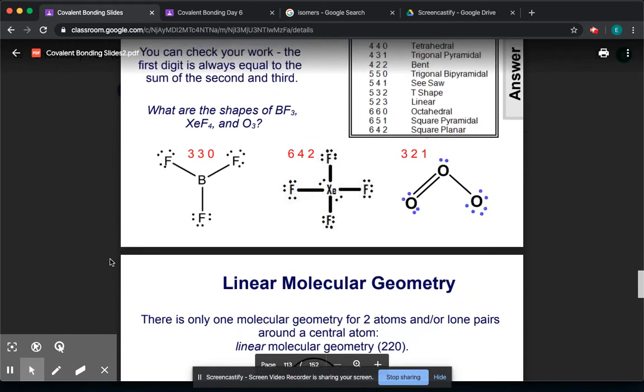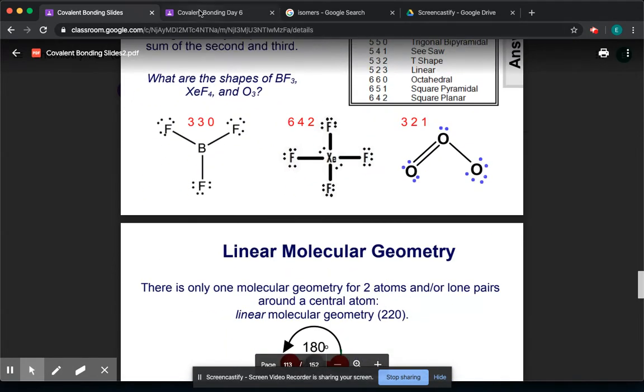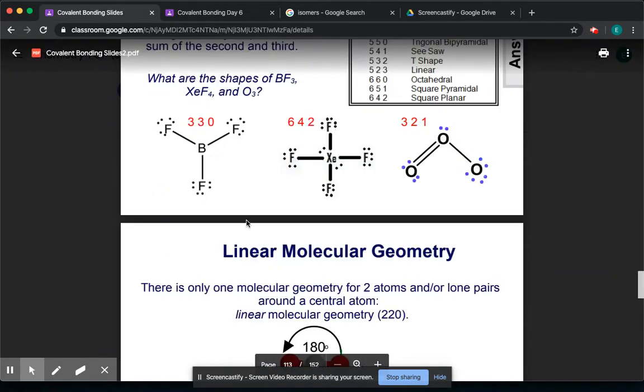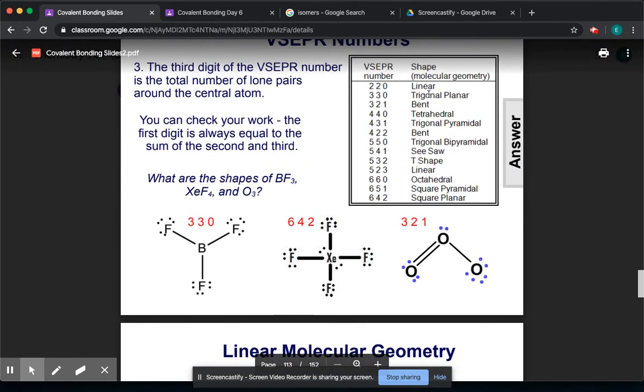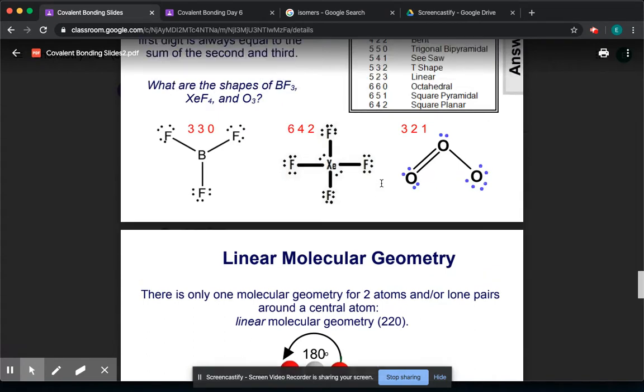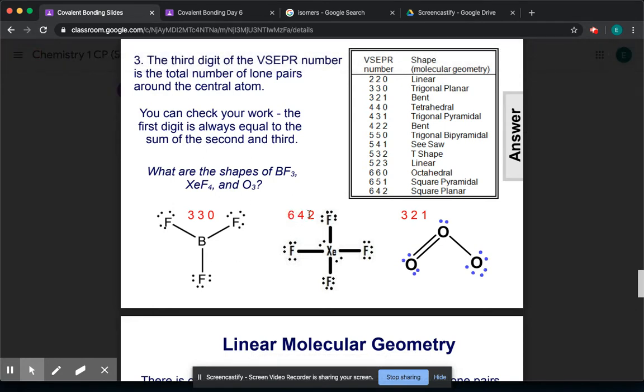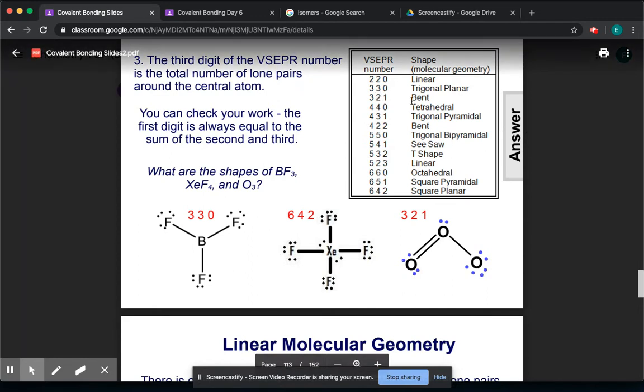And then to get your final shape or your MDG, notice these problems are looking for EDG. There's also one that's going to ask you for the MDG, or the molecular domain geometry. The MDG are these. The molecular geometry is what you get once you get your total number code. So this is 330. 330 is trigonal planar. So this molecule would be trigonal planar. 642 would be square planar. This molecule would have a square planar shape. And 321 is a bent shape. So this one would be considered bent.